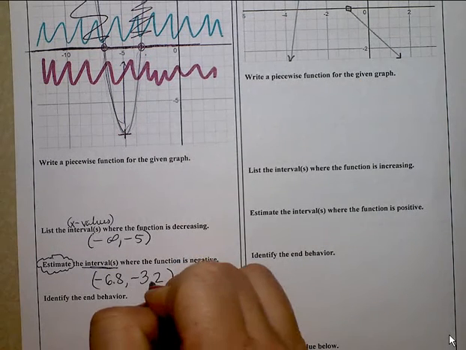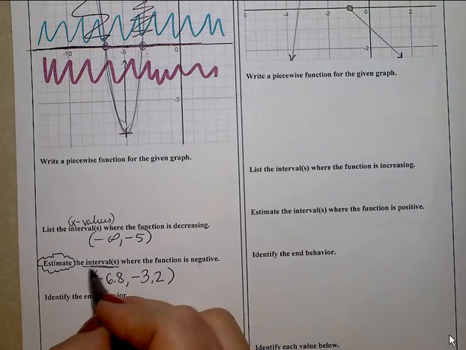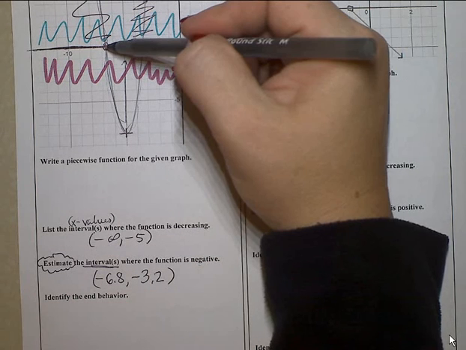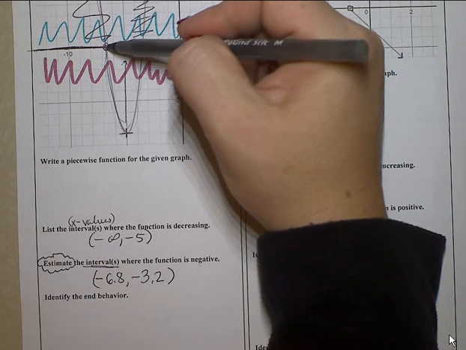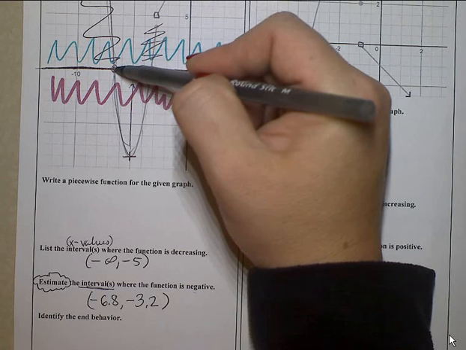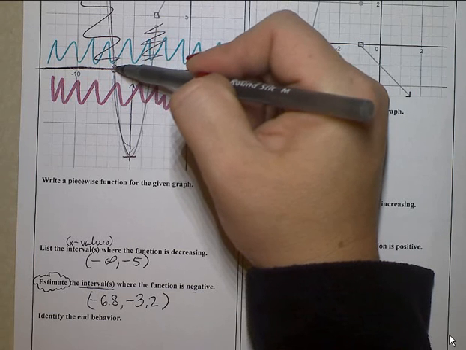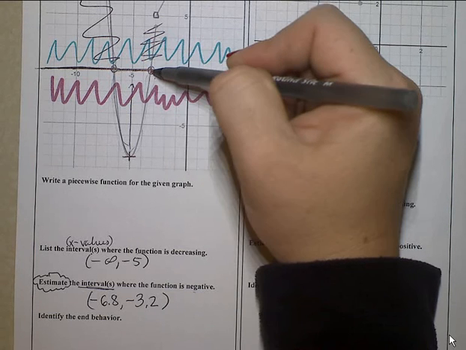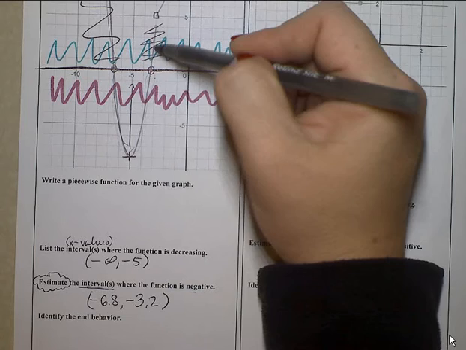Your question may be, why don't we use brackets? Because at an x value of -6.8, you're on the x-axis. You're neither positive nor negative. You're neutral in terms of a y value. Same thing here. You're not negative or positive. You're neutral.